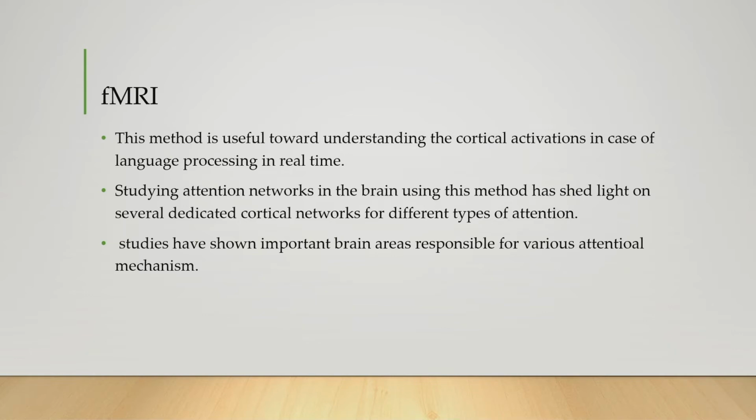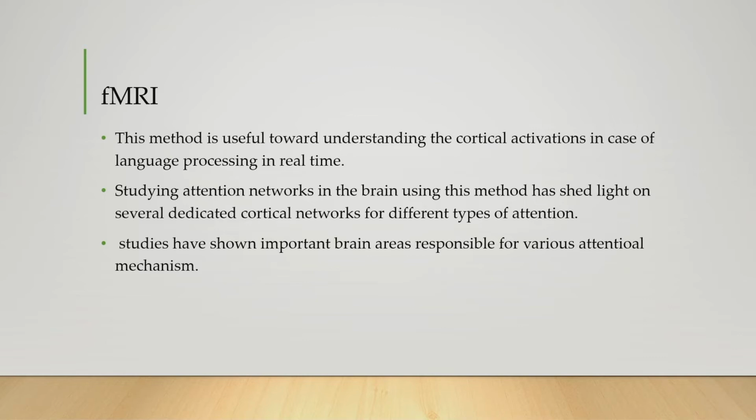This is also a very useful method towards understanding the cortical activation in case of language processing in real time. Remember, we talked about fMRI. The principle on which fMRI works is that it shows the activation level in certain cortical regions in terms of the blood oxygen level. So, it is called BOLD signal, blood oxygen level dependent signal. Basically, the cortical area of the brain that gets more oxygen reflects more activation at that level, which basically means that that area is active while processing the particular part of the sentence or the word or whatever.